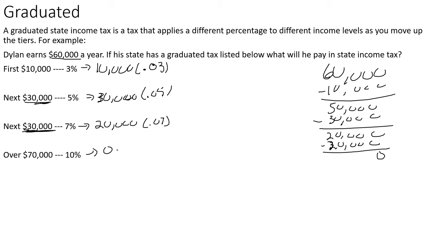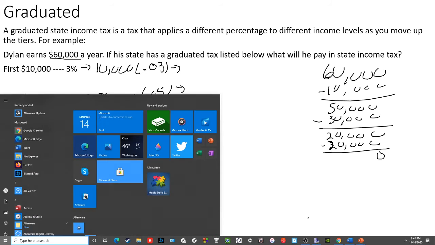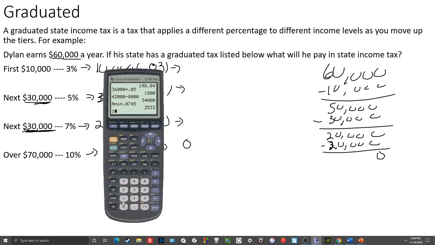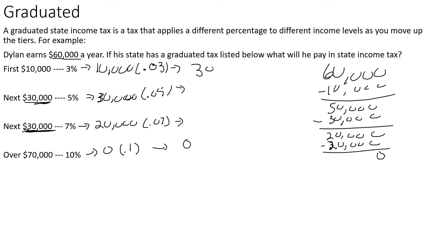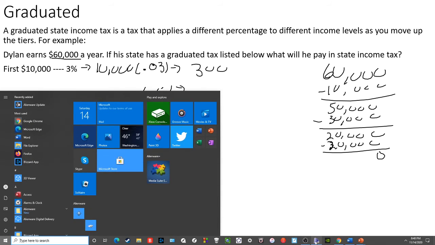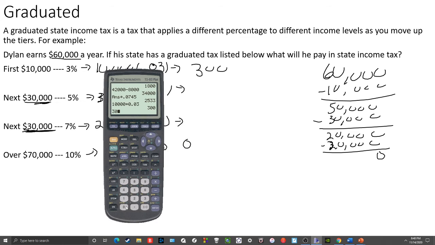0.07, and then if you want to, again, this one we didn't have anything, but we can times it by 0.1 if you want. We're going to figure out how much each of these is, and then add them together. And this one's obviously going to be 0 because 0 times anything is 0. 10,000 times 0.03, we get 300. 30,000 times 0.05, we get 1,500.